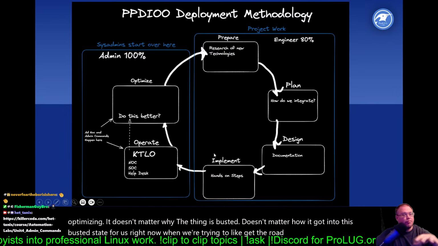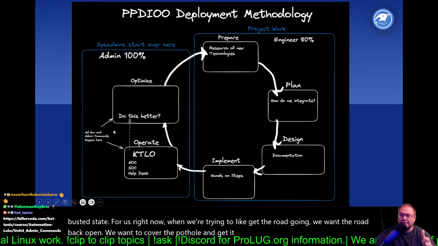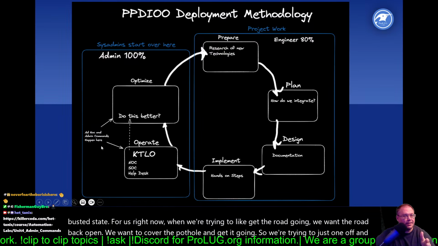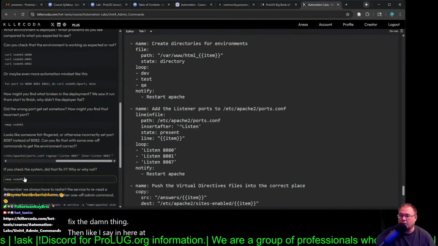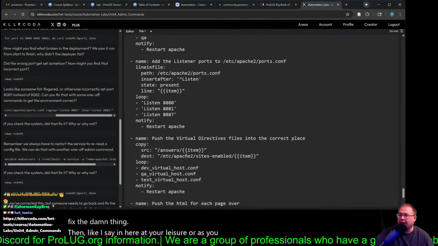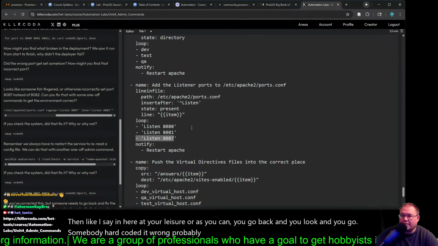We want the road back open. We want to cover the pothole and get it going. So we're trying to just one-off and fix the damn thing. Then, like I say in here, at your leisure or as you can, you go back and you look and you go, somebody hard-coded it wrong. Probably they used some one-off command, something.